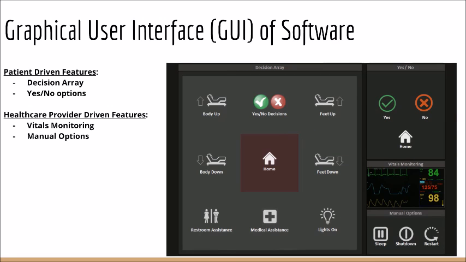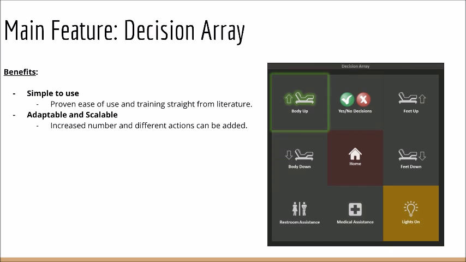Mindful's GUI provides a myriad of patient and healthcare provider-driven features. Patient features include the decision array and a yes-no option arrow, while healthcare provider features include a vitals monitoring display and manual options such as sleep, shutdown, restart. Mindful's main feature revolves around the decision array. As simple as it sounds, the decision array is an array of actions that can be chosen.